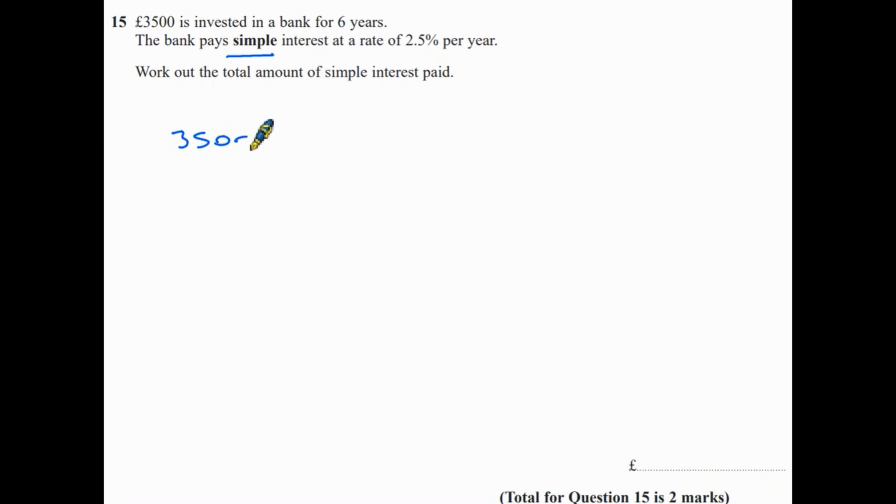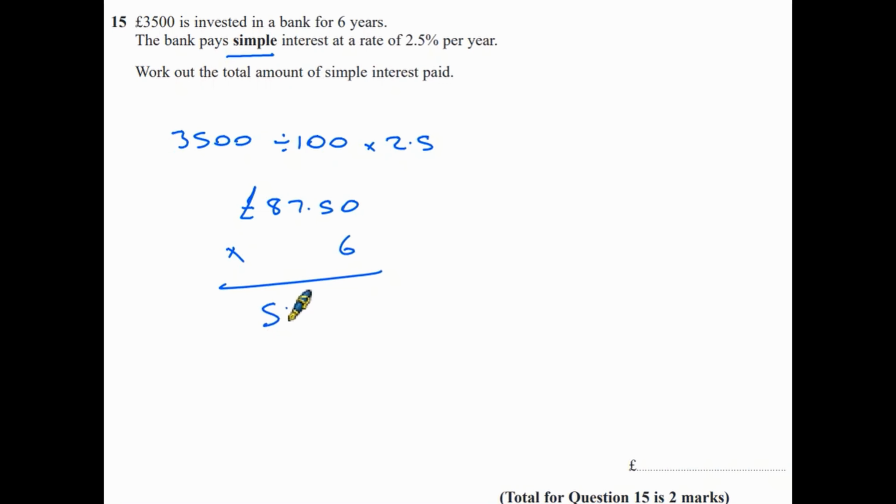So we need to find out what is 2.5% of 3,500. It would be 3,500 divided by 100, that gives us 1%, times 2.5. Get the calculator out, and that comes to £87.50. We are being paid that for 6 years, so we need to multiply that by 6. £87.50 multiplied by 6 is £525. Exactly. And there's your answer.